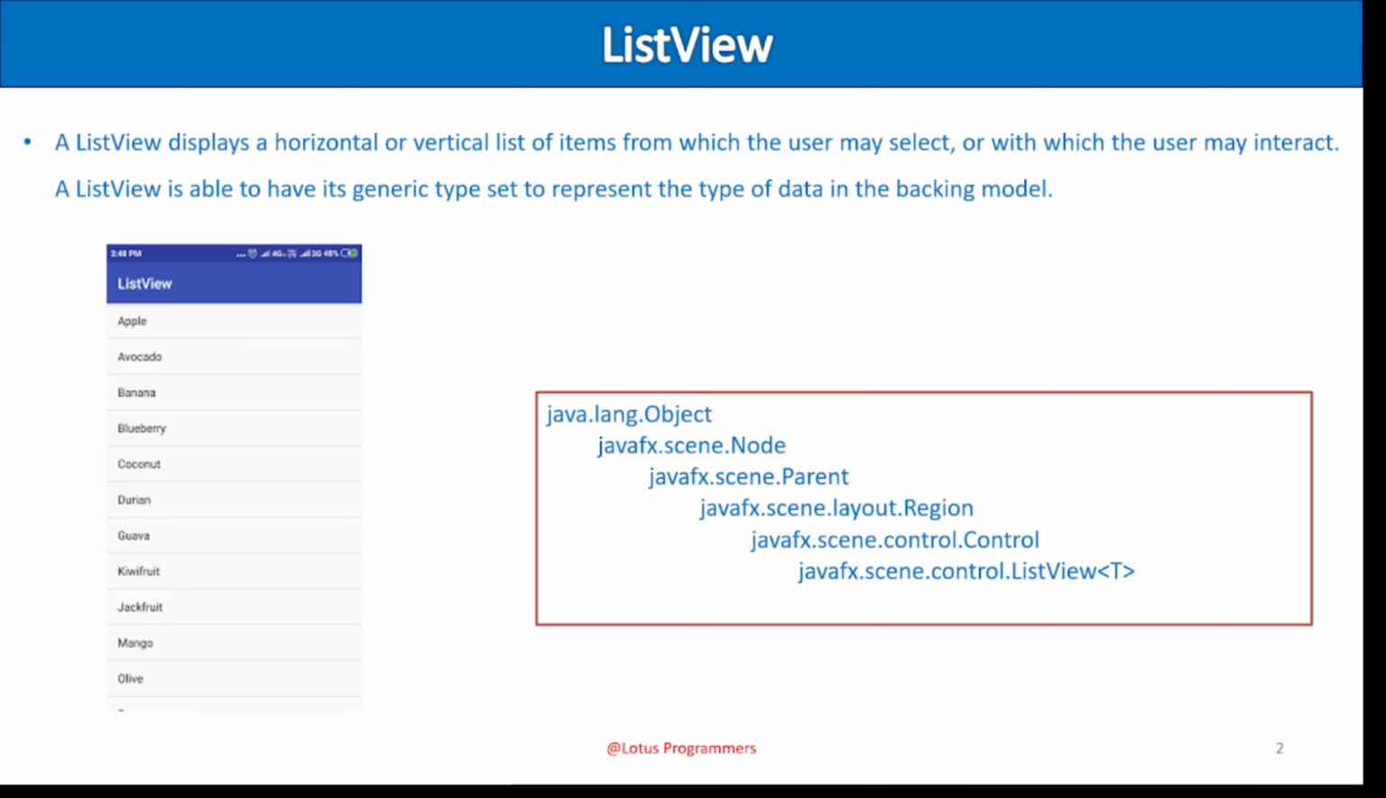The list view class is defined in the javafx.scene.control package. The parent class for the list view class is the control class. The control class's parent class is region. The region class's parent class is parent. The parent class is node, and the parent class for the node class is object.